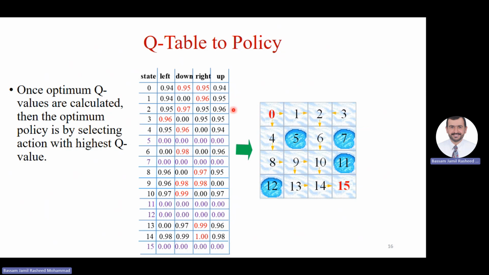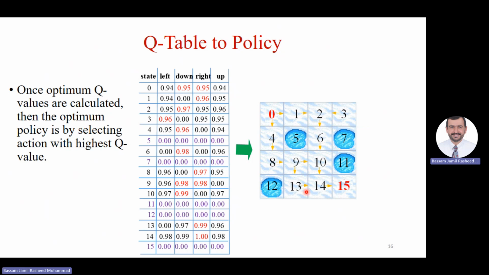And how about state 2? In state 2, you can see all these actions. The maximum action value is this one here, which is to go down. So when I'm in state 2, the best direction for me is to go down, because this will get me closer to the path to my goal.